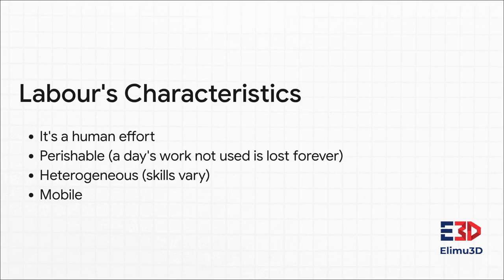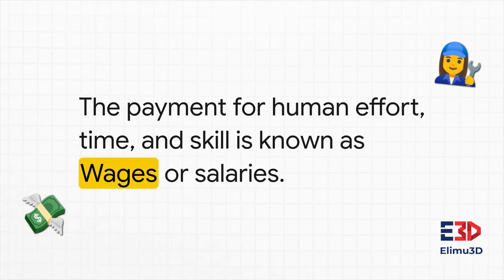Now, labor has this really fascinating kind of tragic characteristic. It's perishable. Think about it. A day of work that isn't used is just lost forever. You can't save it in a bottle for later. Unlike a raw material, time spent not working is just gone. It's also incredibly varied, or heterogeneous, since, of course, everyone's skills are totally different. So, what's the payment for all this human effort? Well, that's what we call wages or salaries.